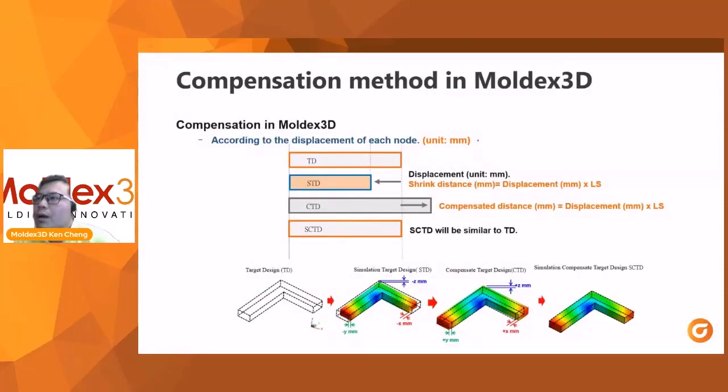So this is the workflow, how we are able to use a compensation method inside Moldex3D. TD is the target design, which is the original design. And then STD, simulation target design, which is how the part is going to warp. And then we use a compensation target design, CTD, export the model back to Cimatron, and then rerun the simulation. The SCTD will be after compensation, rerun the simulation. It will be similar to the target design.